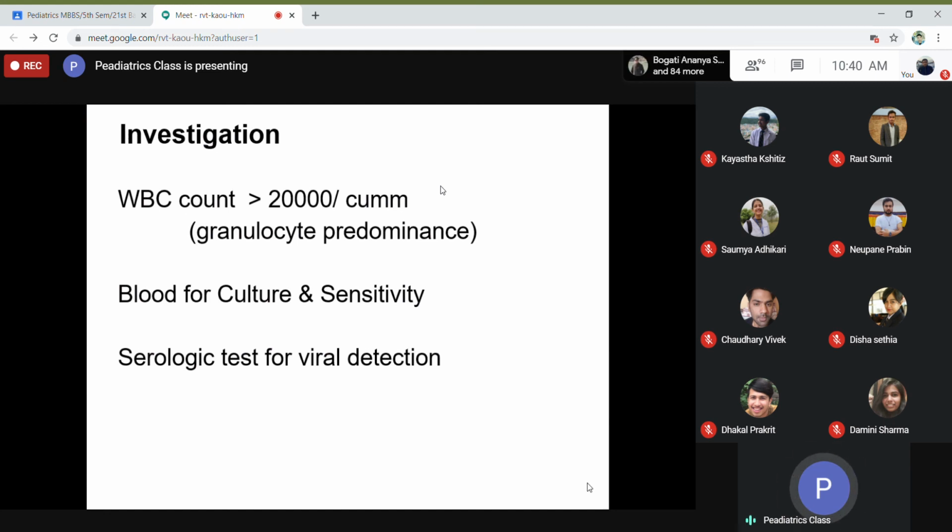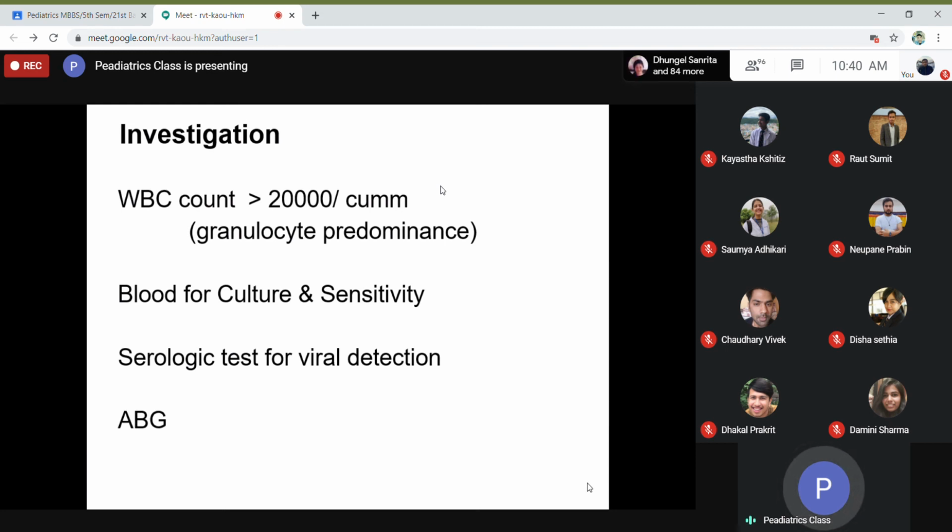If the child is well enough to bring out sputum, you can do a Gram stain. And depending upon what you are thinking is the causative organism, you can send for viral markers or do the fungal staining. And always do the culture and sensitivity of the blood as well as the sputum. Serological markers you basically do for viral infection.